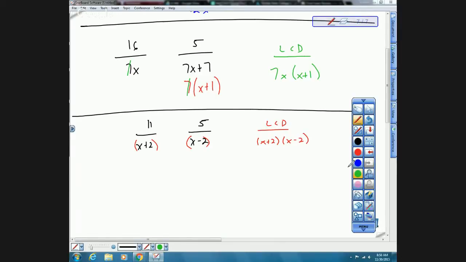Okay, right. So they share 7, so I write it once. I don't write 49. Oh, because it doesn't share x. They don't share an x. Okay. Yeah. So I write what they share once, and then I write everything that's left over. The x is left over, and the x plus 1 is left over.